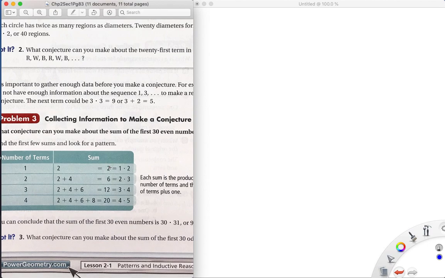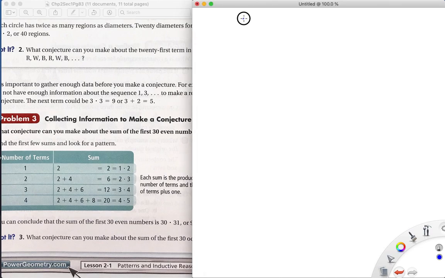So this one says, what conjecture can I make about the sum of the first 30 even numbers? I'm going to go through the example. So here's the first term. We have things in terms of terms. All right, we have our first term.